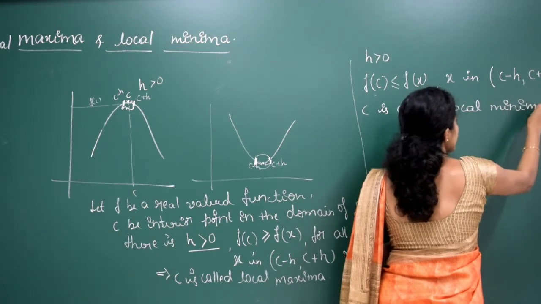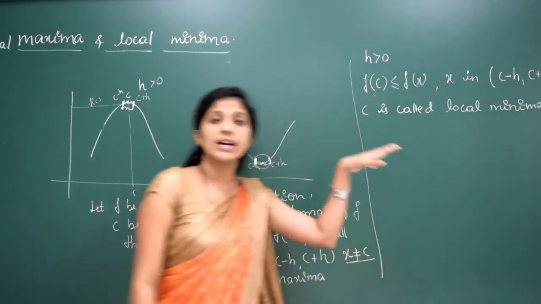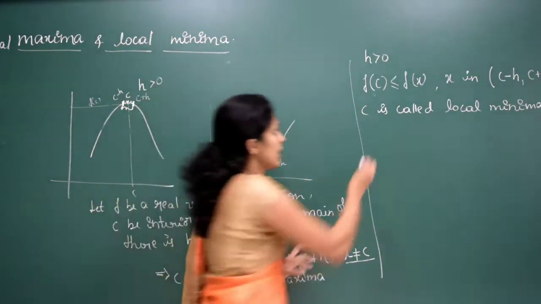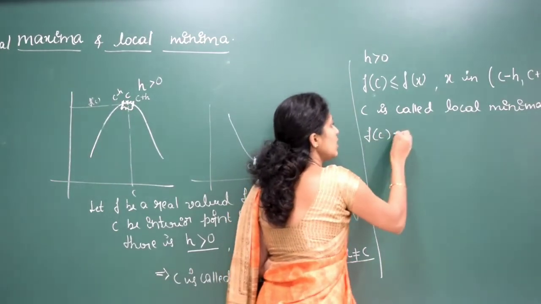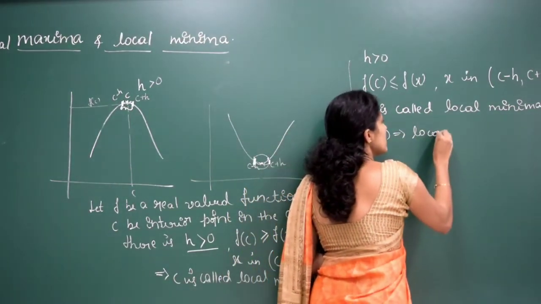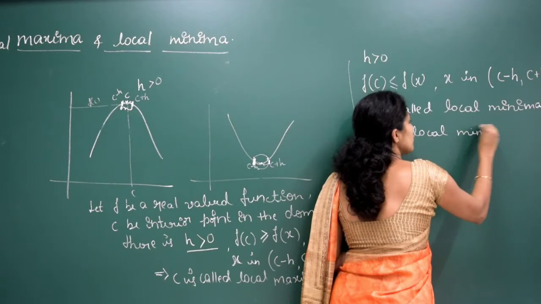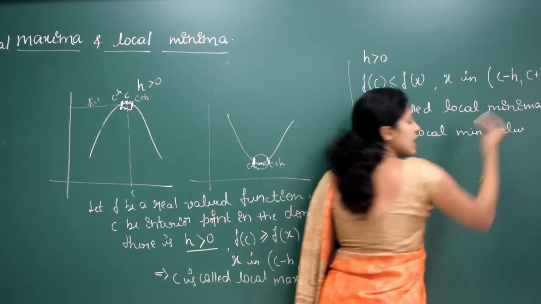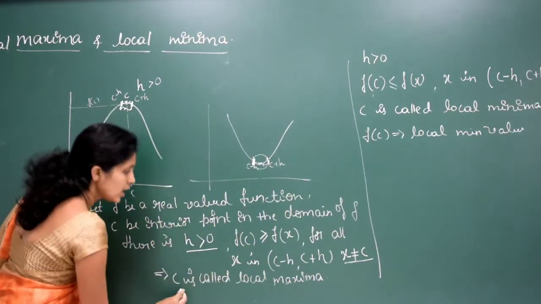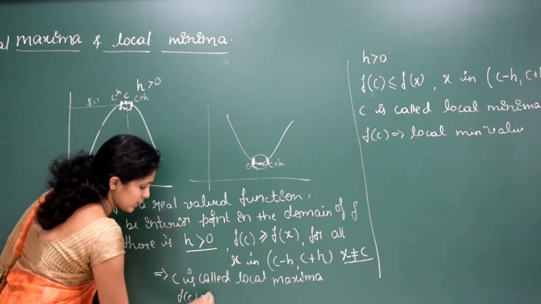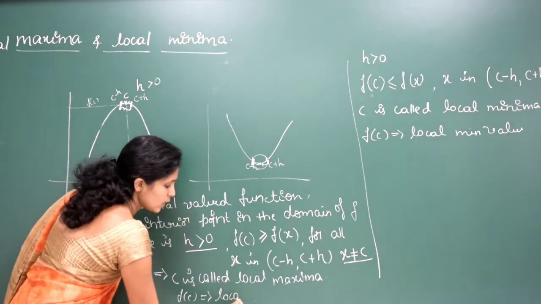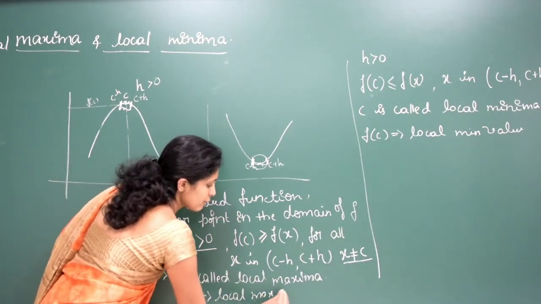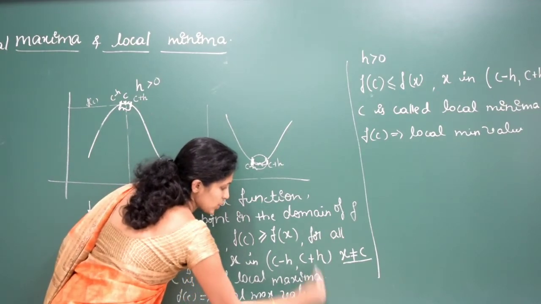And one more thing students, f of c is called the local minimum value. And here f of c is called the local maximum value. I hope you understood about this one.